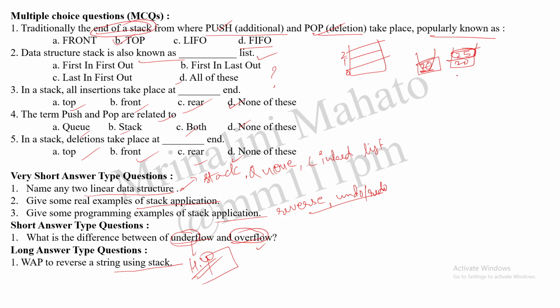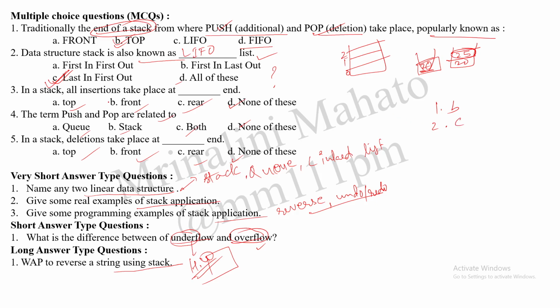So now tell me that at the end of the stack, whenever you are doing push or pop, that is top. Data structure stack is also known as LIFO, last in first out. Where is it in which option? Last in first out, option number C. Okay, here option number B. So 1, B, 2, C.